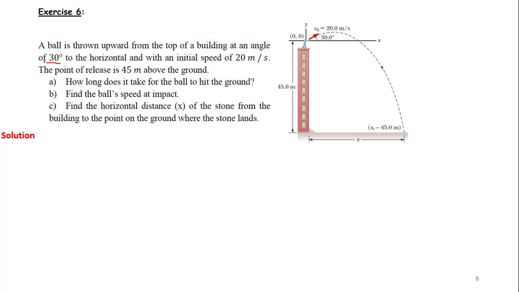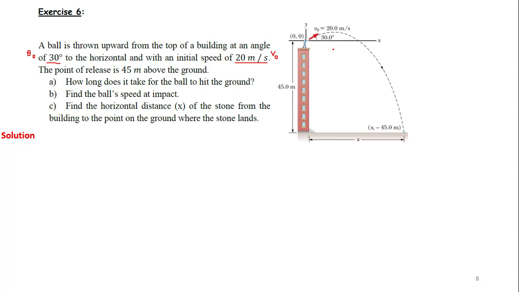Okay, so you have 30 degrees. This is the angle theta 0. This is the initial launching angle. And we have the speed 20 meters per second. So this is V0. The point of release is 45 meters above the ground.